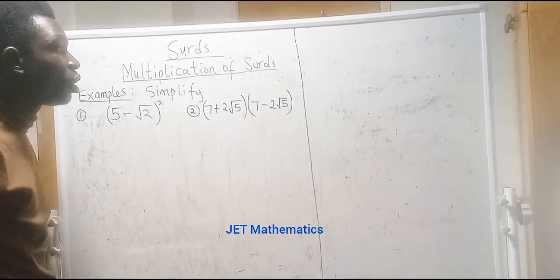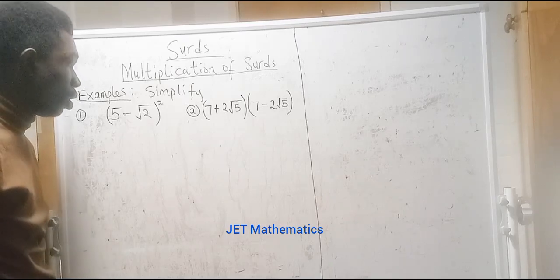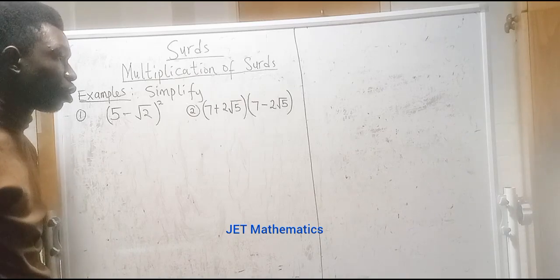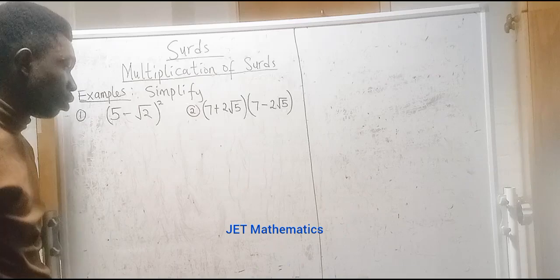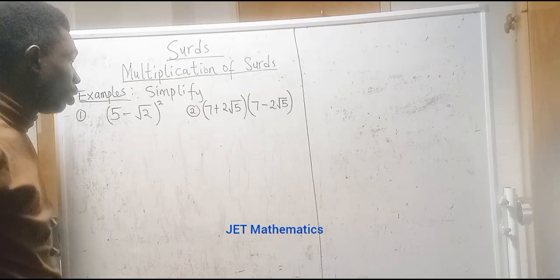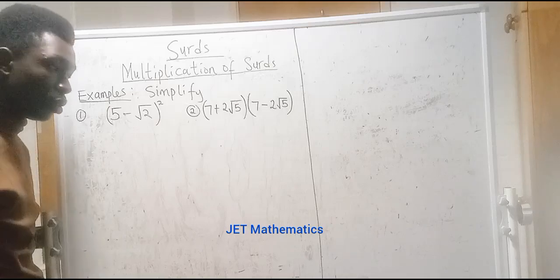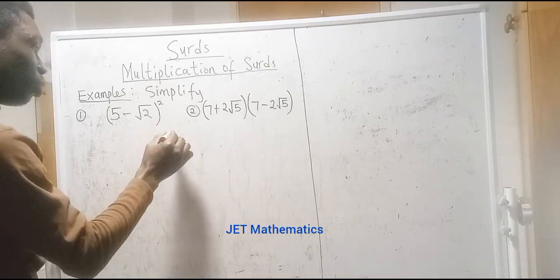Today we'll still be looking at the multiplication of surds. We'll be looking at some more examples. So the very first example we have today is 5 minus root 2 all squared. Quickly we're going to solve this.